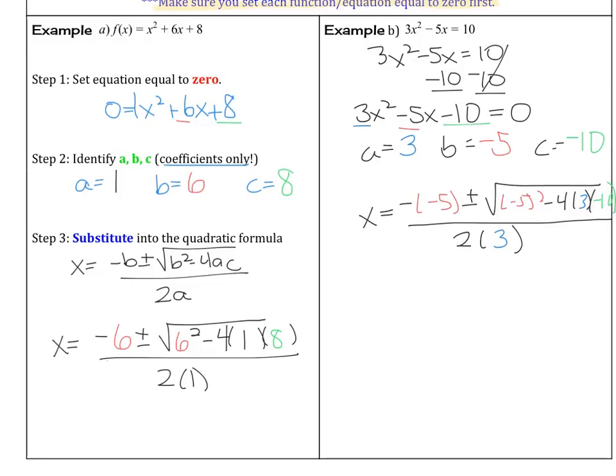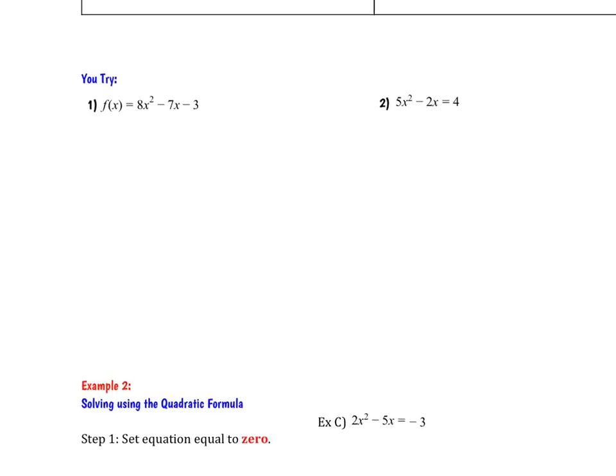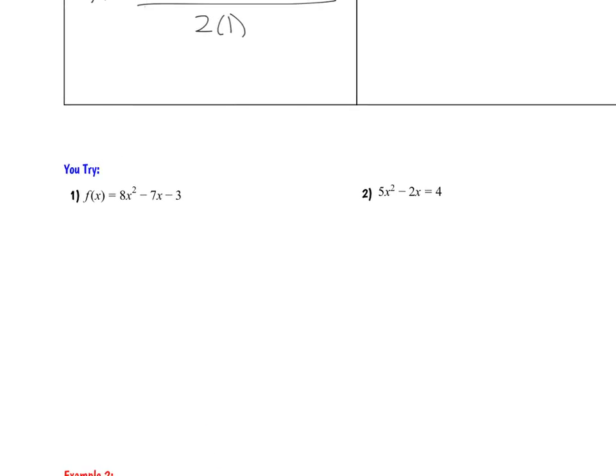Again, we're just substituting into the quadratic formula. We identify a, b, and c, and then remember that the formula is negative b plus or minus the square root of b squared minus 4ac all over 2a. You substitute the a's where the a's go, the b's where the b's go, and the c's where the c's go. So let's go ahead and you try these two. Pause the video, and when you come back, I'll have the answers for you.